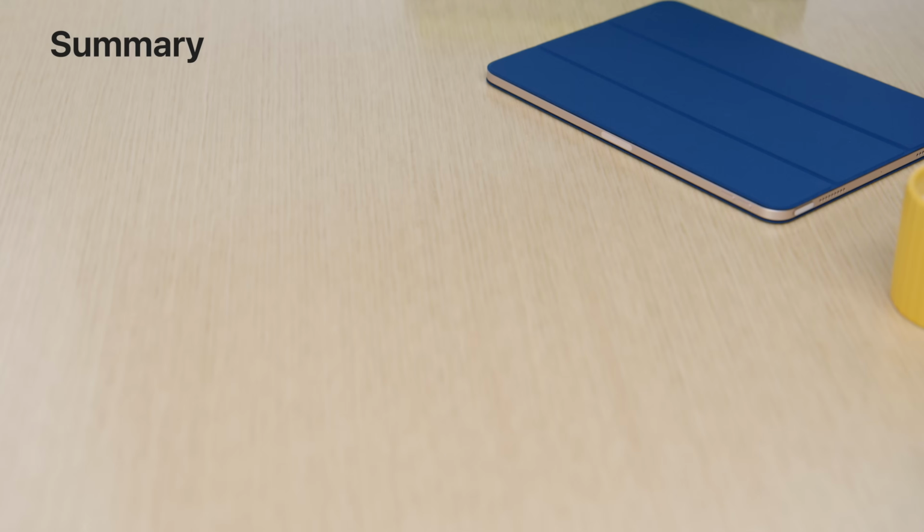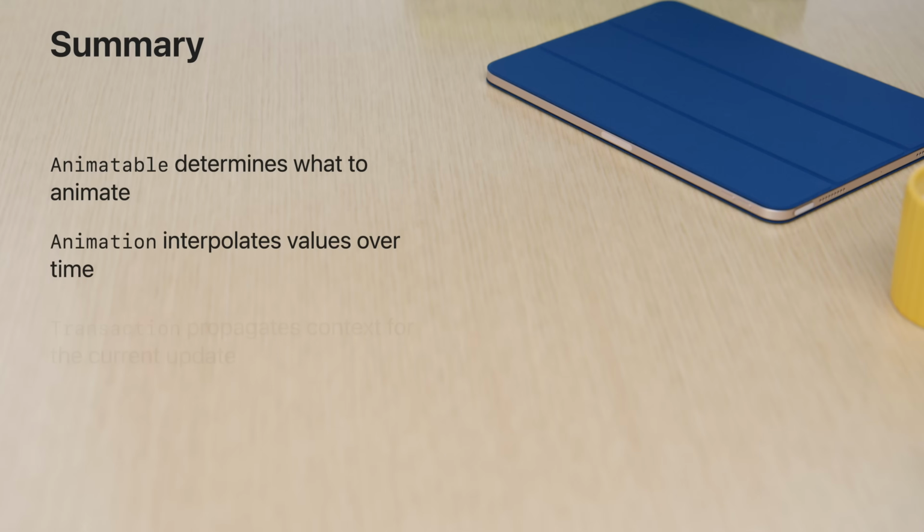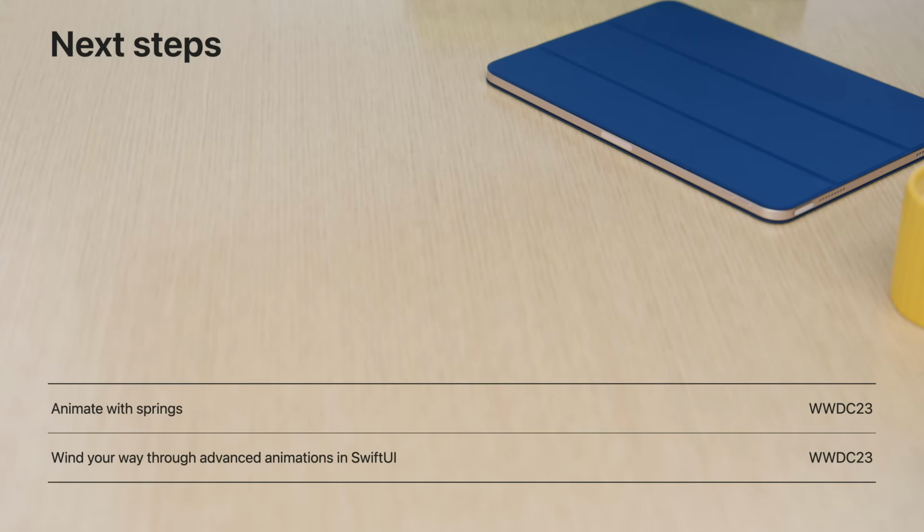In this session, I explain SwiftUI's powerful animation primitives: animatable, animation, and transaction. As a next step, I recommend checking out two related sessions. Animate with Springs provides more guidance on why and how to effectively use spring animations in your app. And Wind Your Way Through Advanced Animations in SwiftUI introduces powerful new tools for constructing multi-step animations. I hope this content gives you a better understanding of how SwiftUI animation works and empowers you to more skillfully leverage animation in your app.